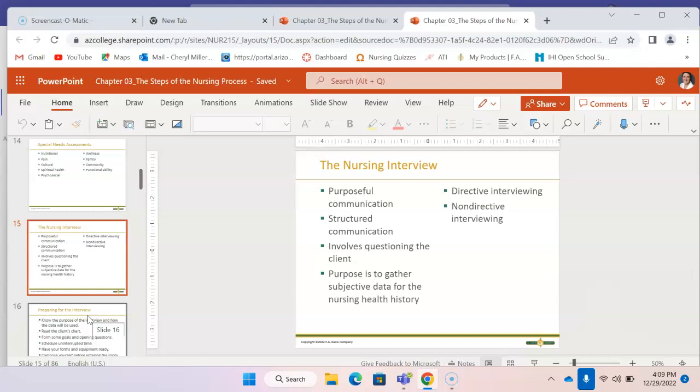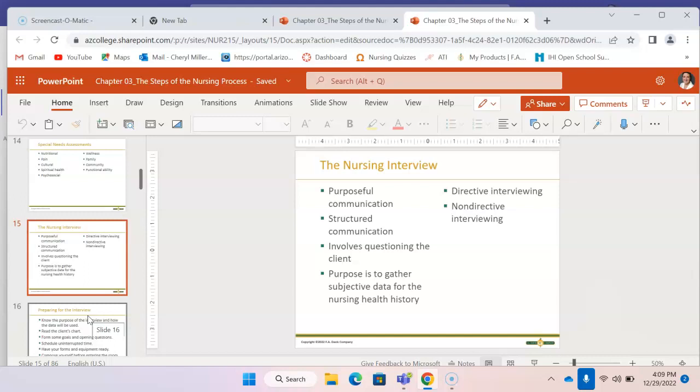Who's a reliable source? If the patient is not reliable, then I'm fine with secondary information. There are times where you need to tell the secondary person to get lost and go get a cup of coffee. Not in that manner. Okay? So the purpose is to gather subjective data for the nursing health history so that we know what's going on, so that we can better plan their care.